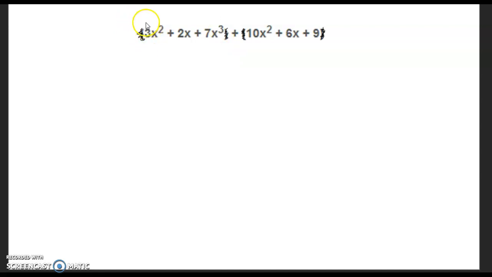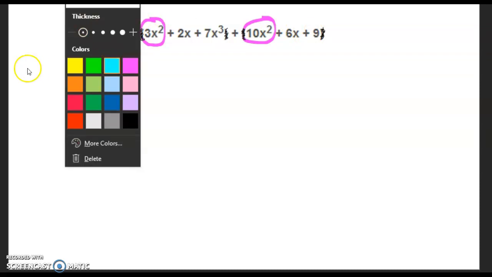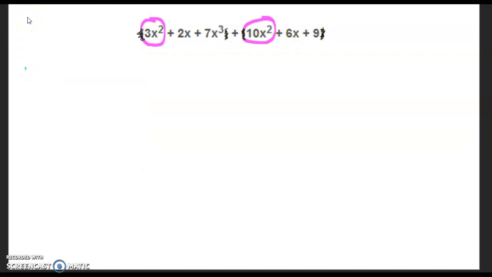Okay, so now we're going to do our shapes, right? So I have 3x squared. So now I have to go down the line and see if there's anything else that has an x squared. Nothing else. This has a 2x. That's not x squared. This is x cubed. That's not x squared. Ooh, but this one is 10x squared. That's an x squared, so he could combine. 6x, nope, and 9. Not going to work. Okay, so now again, I find all of my like terms first, and then I go through and combine them.